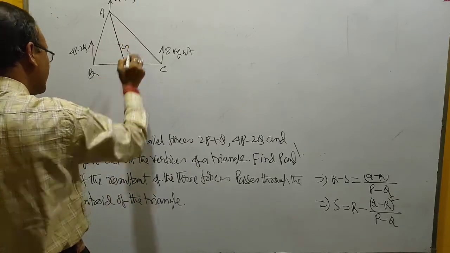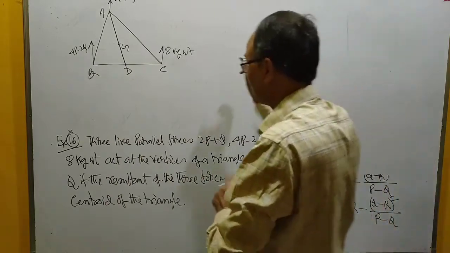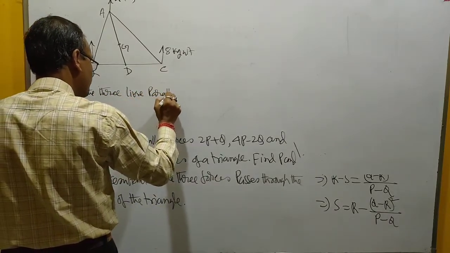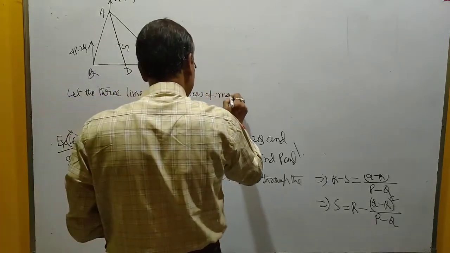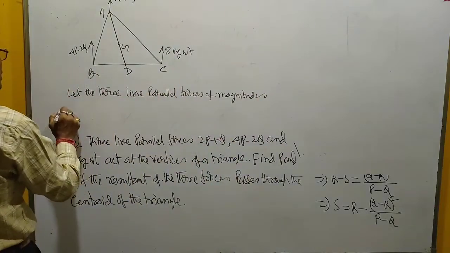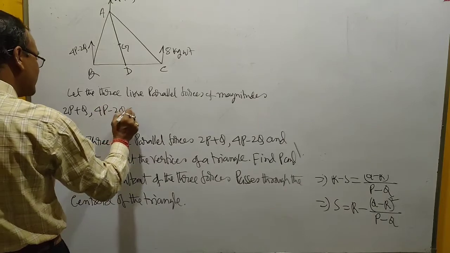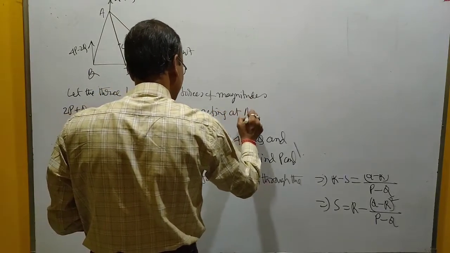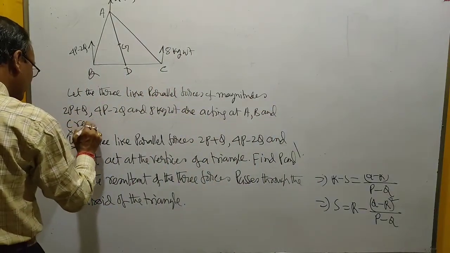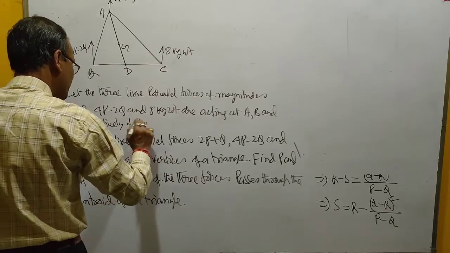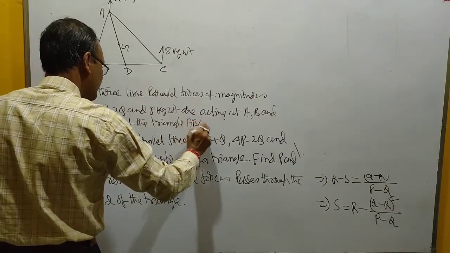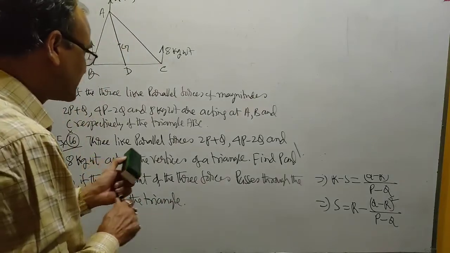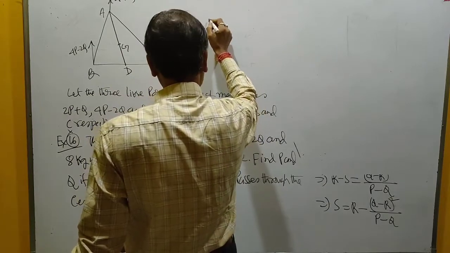Let the three like parallel forces of magnitudes twice P plus Q, 4P minus twice Q, and 8 kilogram weight be acting at A, B, and C respectively of the triangle ABC. Now the resultant.